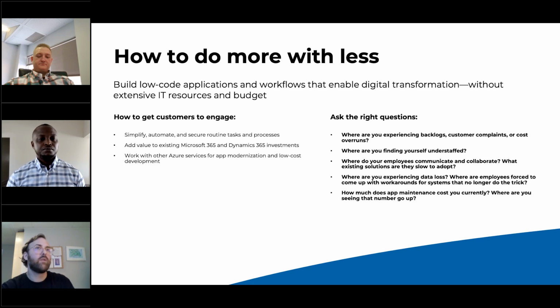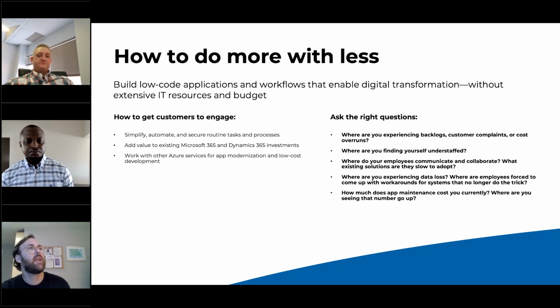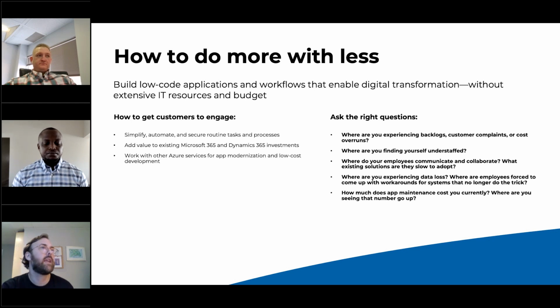You can add value to their existing M365, D365 investments, right? You can say, where do your employees communicate and collaborate? Where does work actually get done? And are there any existing solutions that they're not adopting properly, right? Is stuff that should be happening in Teams happening too much over email? Can we add some apps to Teams that would help folks get things done faster rather than going back and forth by email? Let's optimize the way they work and interact.